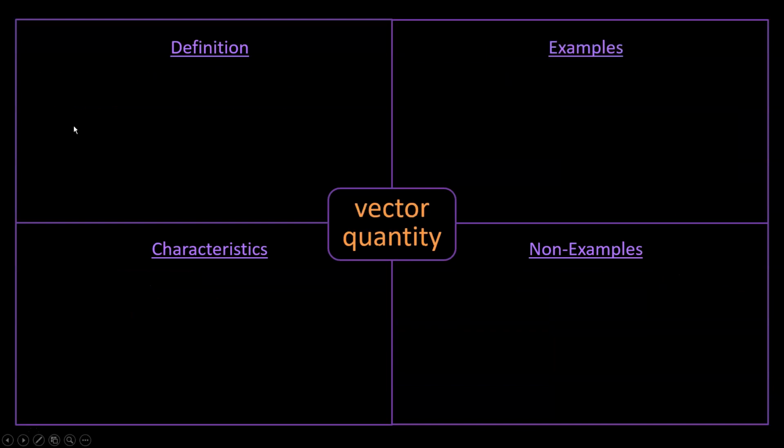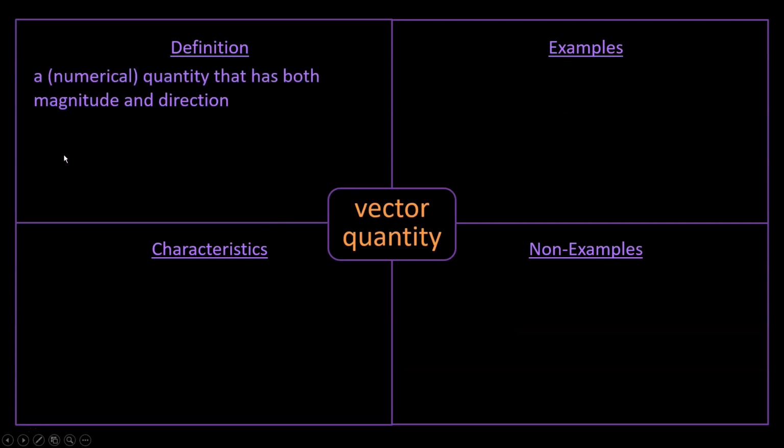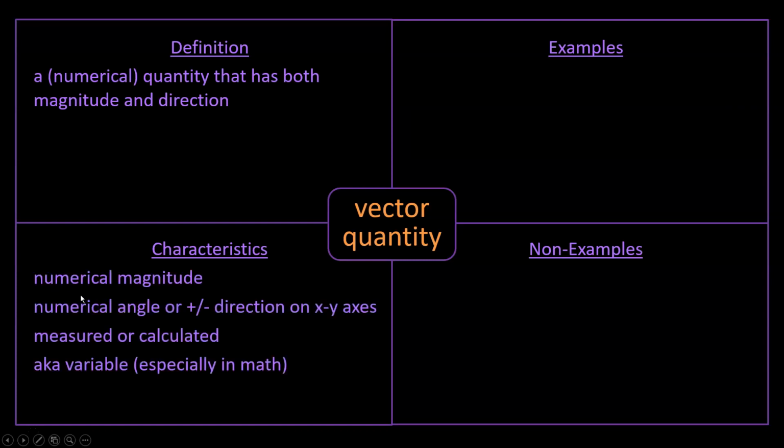Let's look at the opposite of a scalar quantity, which is a vector quantity. It's a numerical quantity again, but it now has both magnitude and direction. So its characteristics: a numerical magnitude. It has a numerical angle or a plus-minus direction on the x or y axes. It's measured or calculated, and again, we often refer to this as a variable, especially in math class.